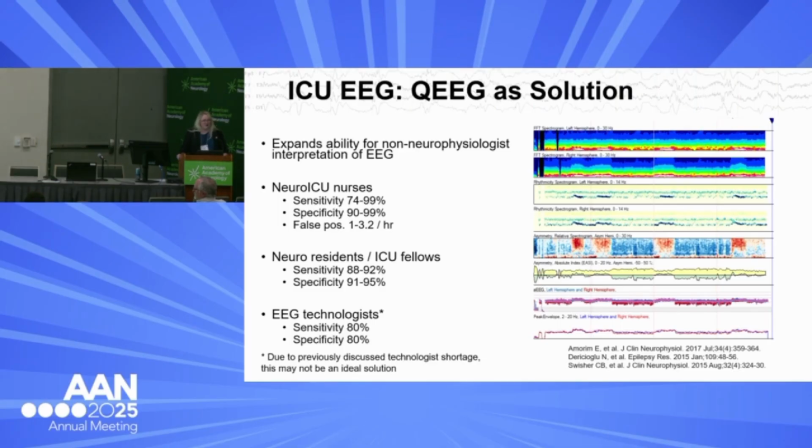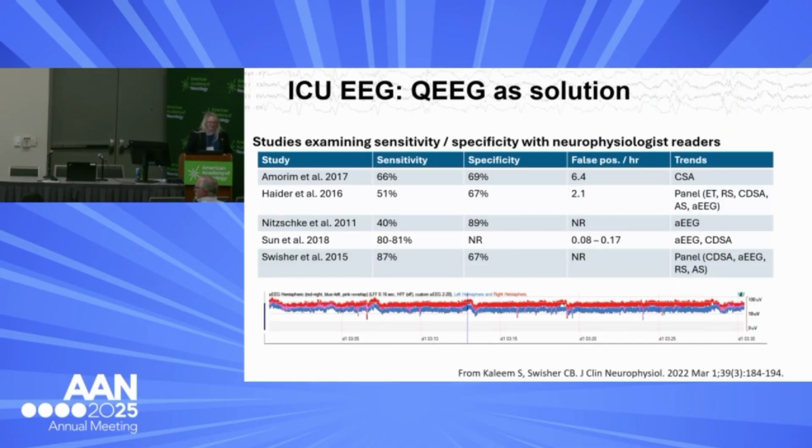So there have been several studies looking at other people who might be able to fill in some of the gaps in manpower. Some studies have looked at neuro-ICU nurses who have a reasonable sensitivity and specificity, although they do have somewhere between 1 and 3 false positives per hour. Neurology residents and ICU fellows can also be used with a reasonable sensitivity and specificity. And as mentioned before, EEG technologists are still probably the most commonly utilized, but because of our technologist shortage, that is probably not our best long-term solution.